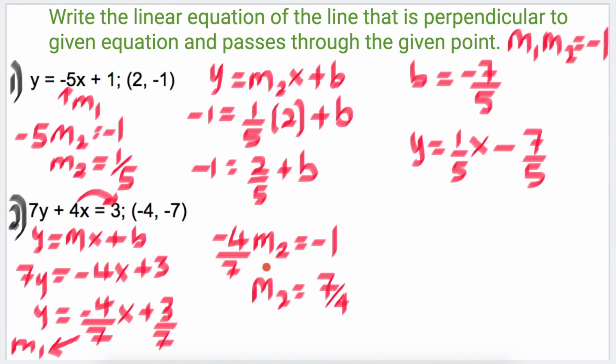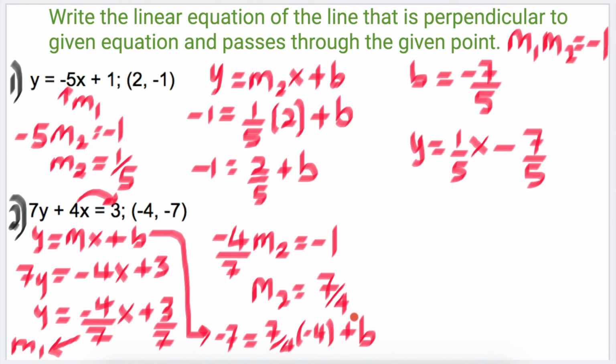So now that we have our slope, we're going to use the slope and the slope-intercept form to figure out the value of b. So we're going to substitute the y value with negative 7. So we're going to write negative 7 is equal to, we're going to substitute the slope with 7 over 4, and we're going to substitute the x here with negative 4, and then the only unknown is the variable b.